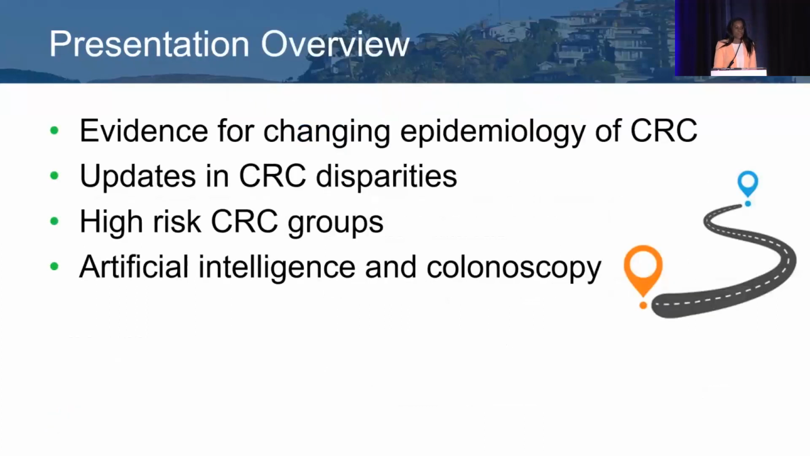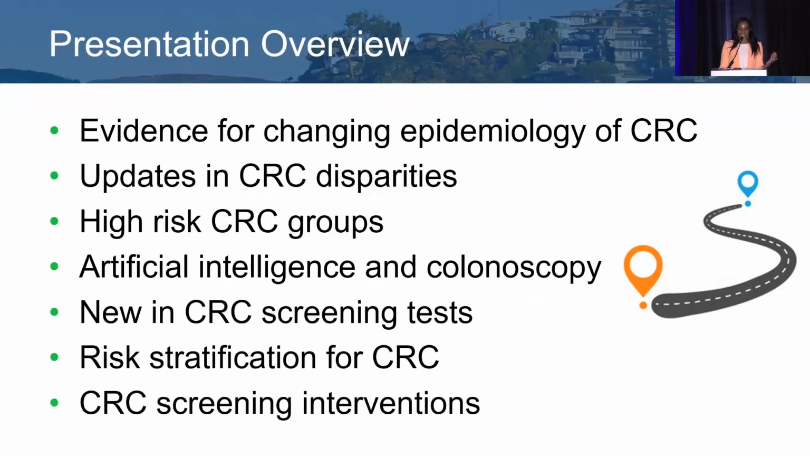So as a quick overview, there are many topics that we're going to be discussing over the course of the next 40 minutes. We will be discussing abstracts that looked at the evidence for changing epidemiology of colorectal cancer, updates in colorectal cancer disparities, high-risk colorectal cancer groups, and artificial intelligence and colonoscopy. And then I'm going to pass the torch to Dr. Gupta, who will continue reviewing some more abstracts dealing with what's new in colorectal cancer screening tests, risk stratification for CRC, and CRC screening interventions.